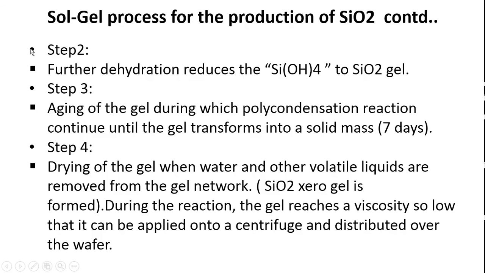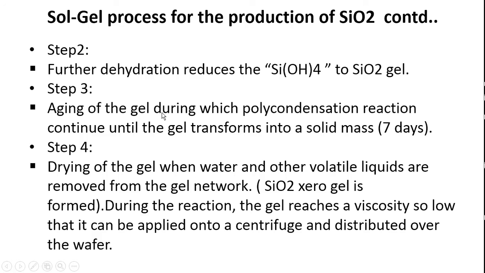Then what is step 2? Step 2 means further dehydration reduces the SiOH to SiO2. Once this sol-gel solution is further dehydrated, that produces SiO2 gel, isn't it? Then aging of the gel, during which the polycondensation reaction continues until the gel transforms into a solid mass. It takes about 7 days for that purpose. Aging of the gel.